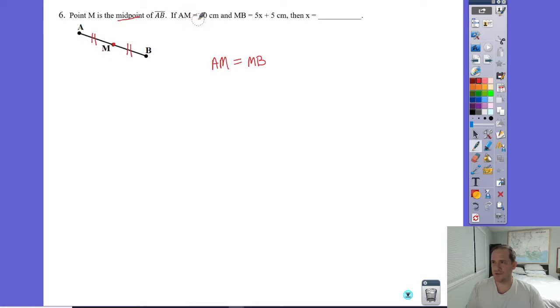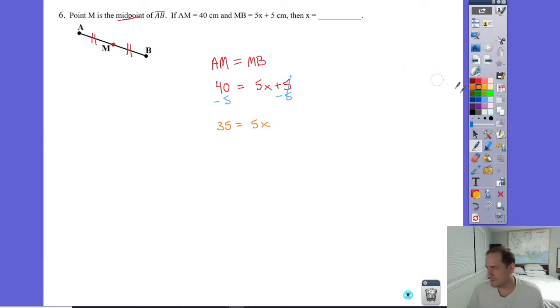Now I see information that says that AM is 40, so I can just substitute that 40 in. Then I see that MB is 5x plus 5, so I can plug that in. And now I've got a simple algebra equation that I can solve. If you want to isolate x, you're going to subtract 5 from both sides first. You always get rid of the whole number before you get rid of the variable values, okay? So you get rid of that constant on the end before you get rid of that coefficient. So subtracting 5 cancels the 5 over here. And when you subtract 5 from 40, you get 35, of course. So now we have 35 equals 5x.